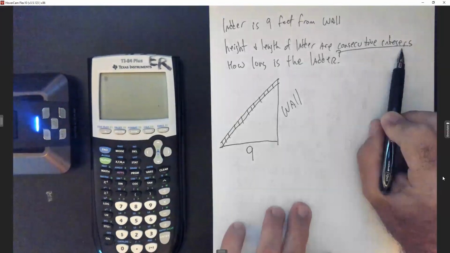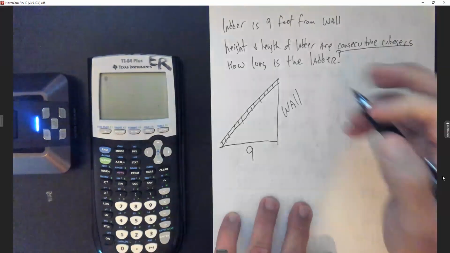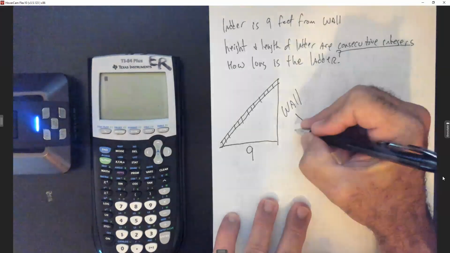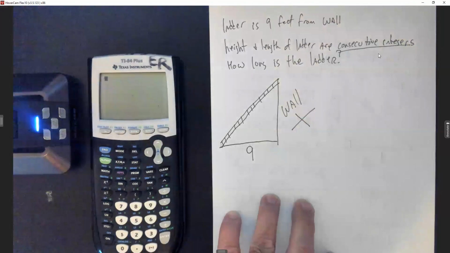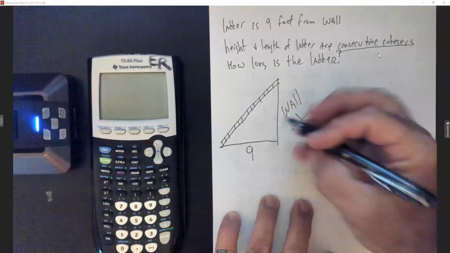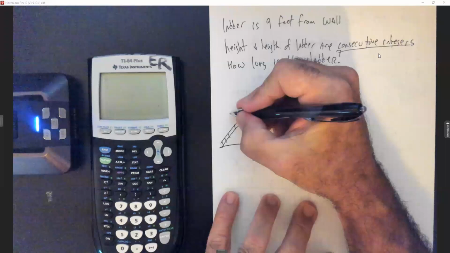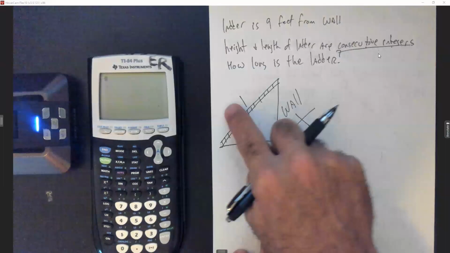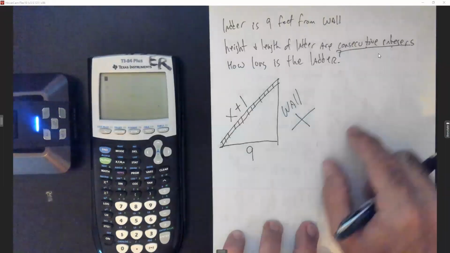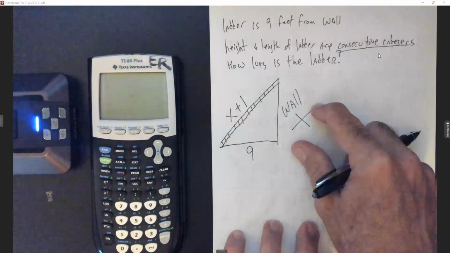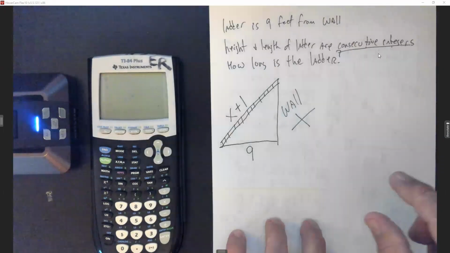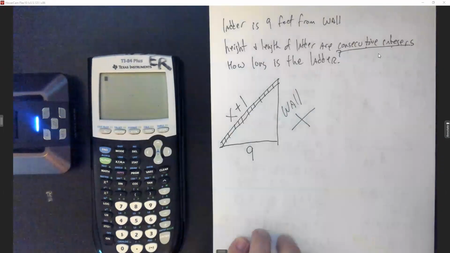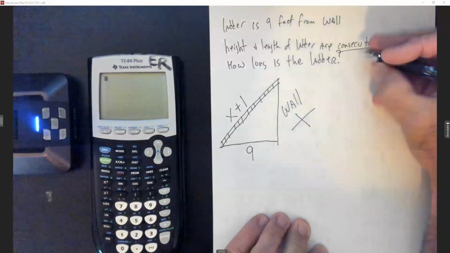So let me show you what's going to happen. If I let the height of that wall be x, and I know these are consecutive integers, to get from one integer to the next integer, you add 1. If this was consecutive odd integers, I would have x and x plus 2, because to go from 1 to 3, you add 2. So just remember, consecutive integers are in a row.